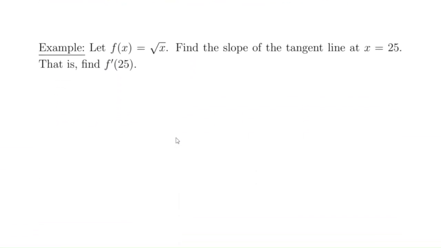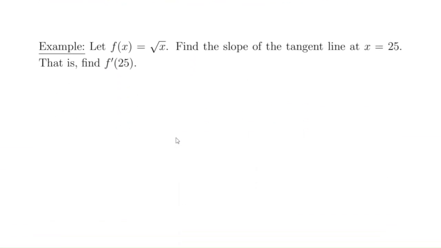Okay, so let's remind ourselves too, what is a derivative? What do we mean by derivatives? Why are we taking derivatives? Well, remember, derivatives have to do with slopes, the slope of a function. So let's look at an example like this. F of x equals the square root of x. Find the slope of the tangent line at x equals 25. So in other words, find f prime of 25.